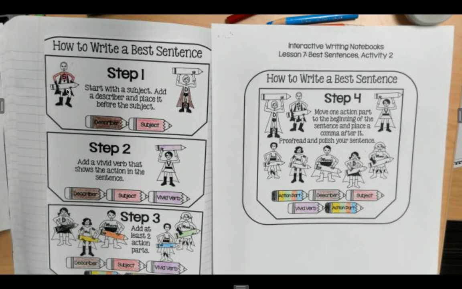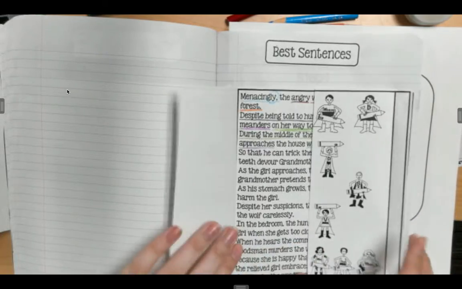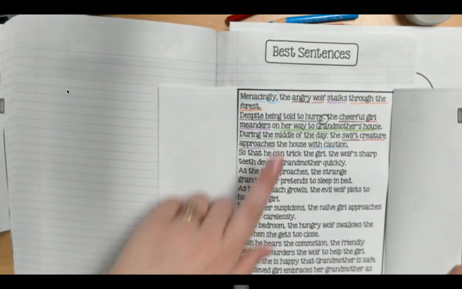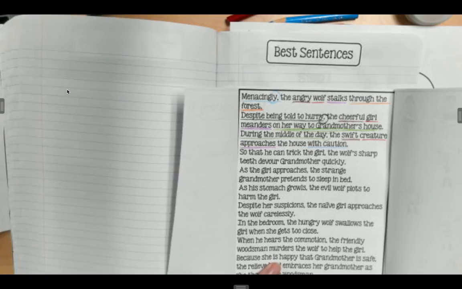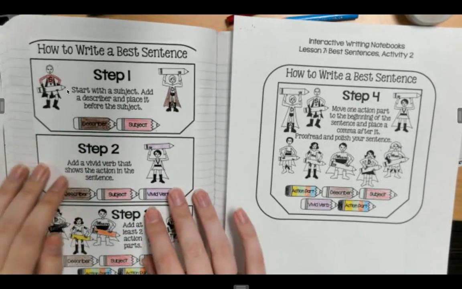So we are working on best sentences on the previous page. It should already be glued in. Highlighting, underlining all of these, and then gluing in our step 1, 2, 3, and 4.